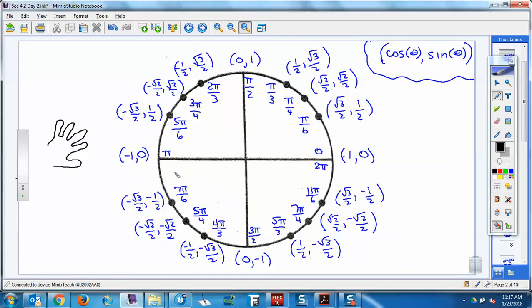So, just looking at the y coordinate now, because sine is our favorite trig function, and sine is the y. Look at the pattern. Just the y coordinate now: square root of 0 over 2, square root of 1 over 2, square root of 2 over 2, square root of 3 over 2, and square root of 4 over 2.